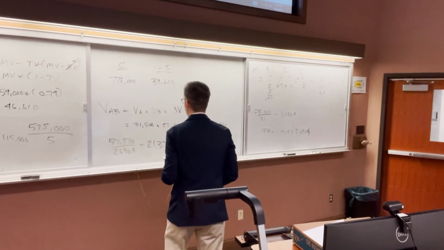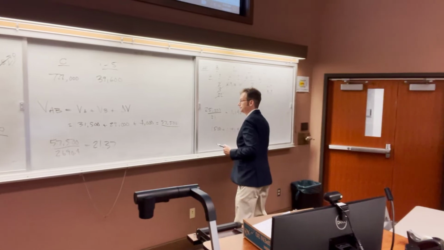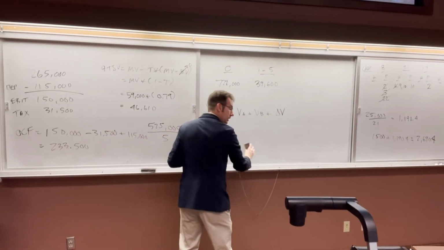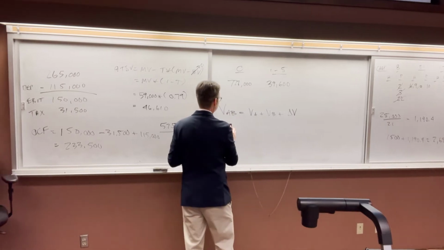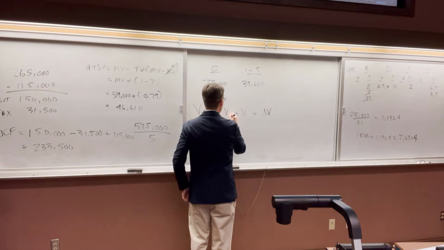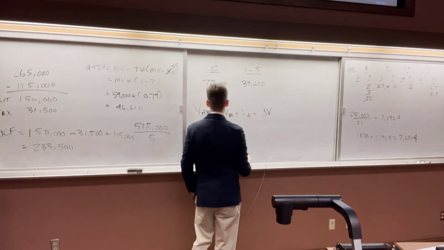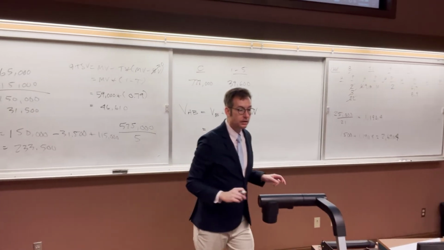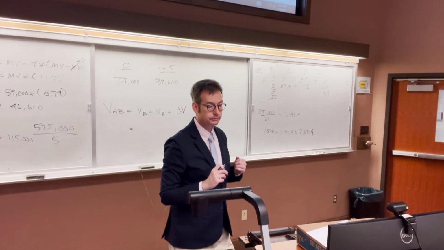Okay, so in this case, everything is reversed. They're saying that firm B is doing the acquiring. So we switch these. B is the acquirer, A is the target. So what is the standalone value of firm B?